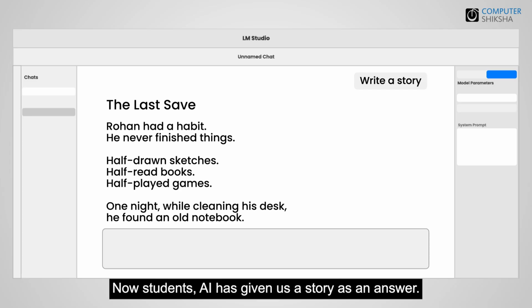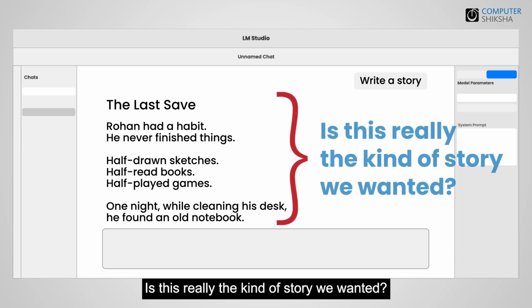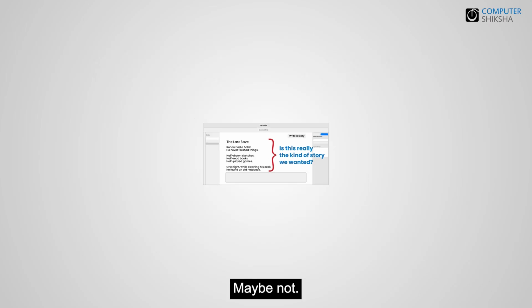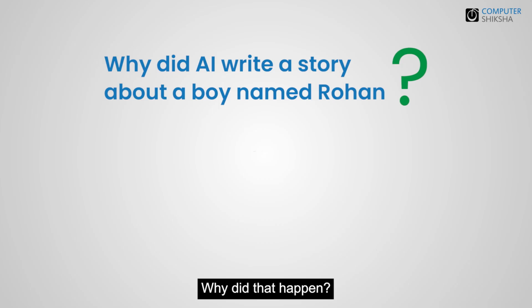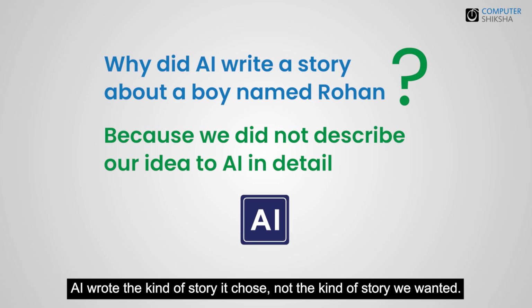Now, students, AI has given us a story as an answer. The story is okay. It is not wrong. But let me ask you something. Is this really the kind of story we wanted? Maybe not. Let's think about it together. Why did AI write a story about a boy named Rohan? Why did that happen? Because we didn't describe our idea to AI in detail. AI wrote the kind of story it chose, not the kind of story we wanted.